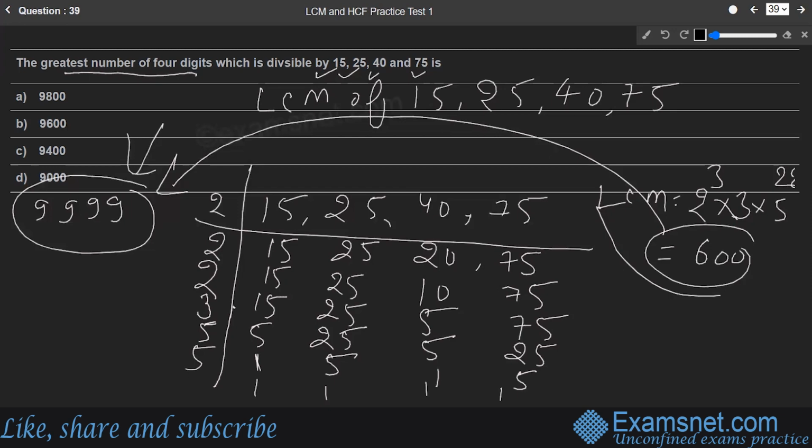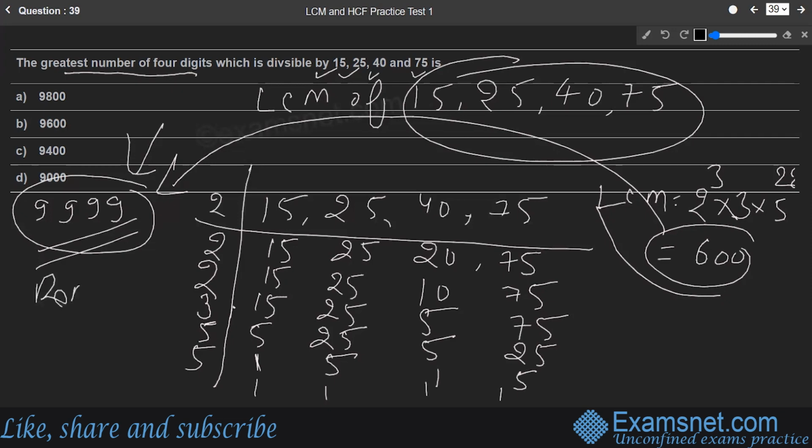So all multiples of 600 are divisible by all these divisors. The multiple of 600 that is closest to 9999 will be our answer. To find that, we can divide 9999 by 600. If we divide 9999 by 600, we get the remainder, the part that is not divisible, as 399.